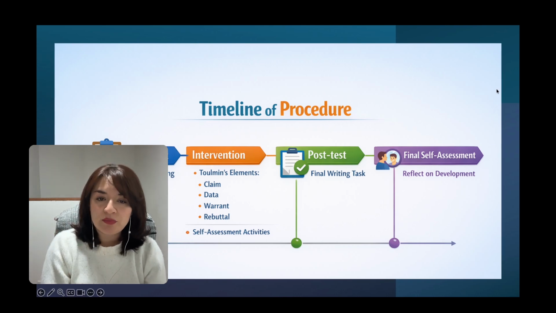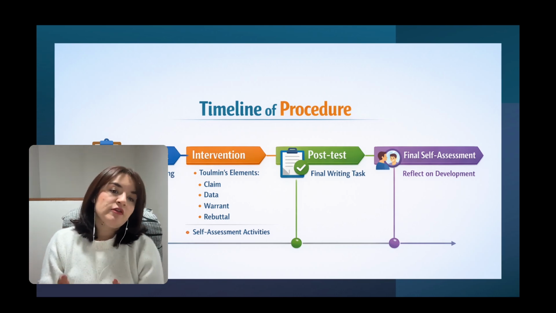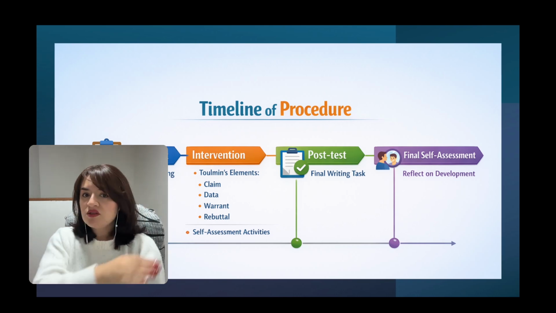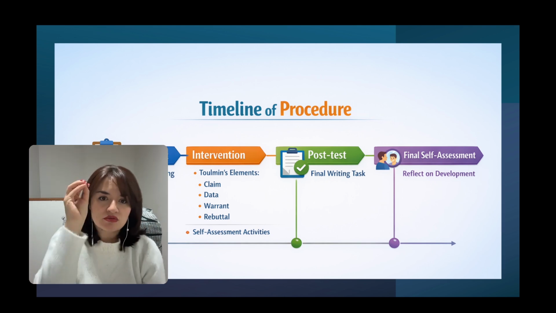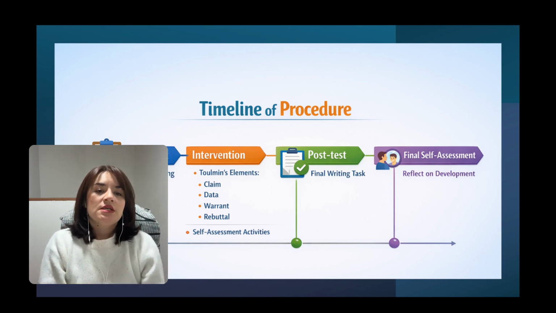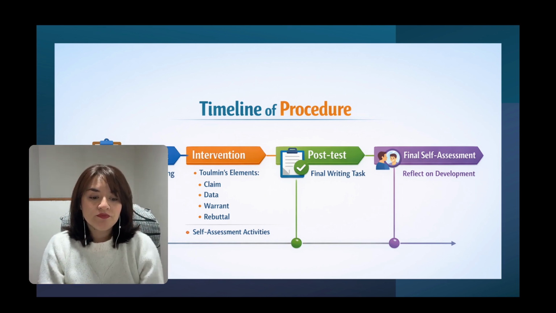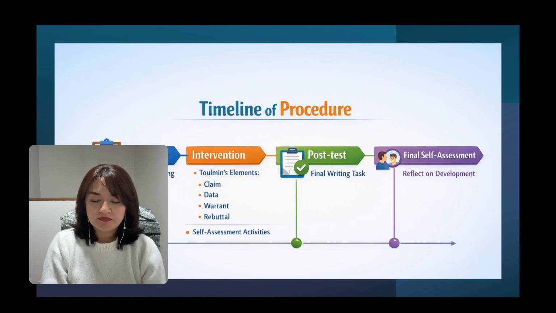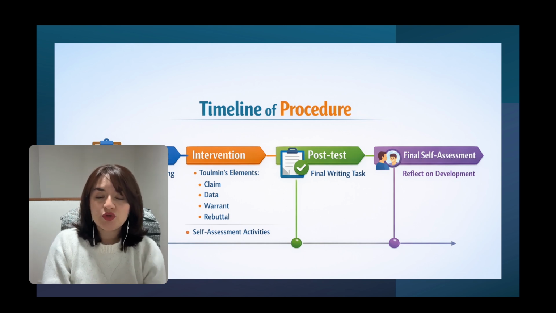After that, this is the timeline of the procedure, yes. So first of all, we start with an initial writing task. Students know nothing, they just receive the paper and write. What I will do is to give them also the self-assessment rubric, and I'm going to use the rubric I just showed you to evaluate it.